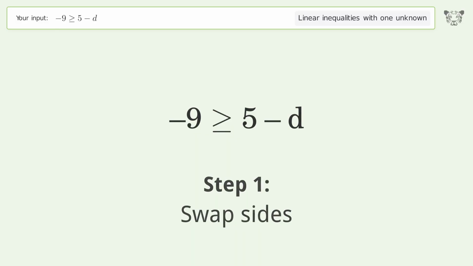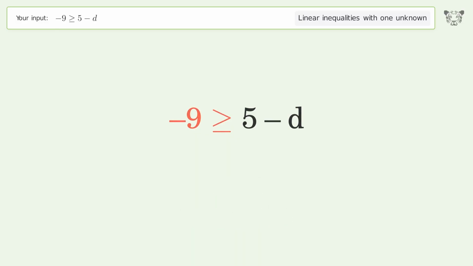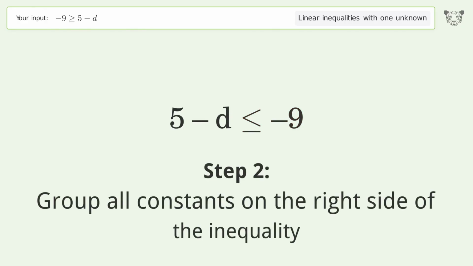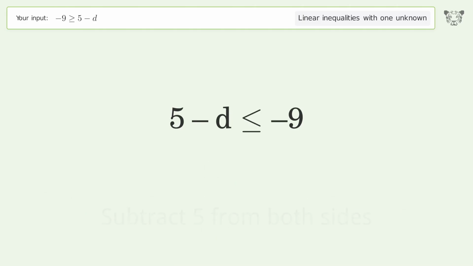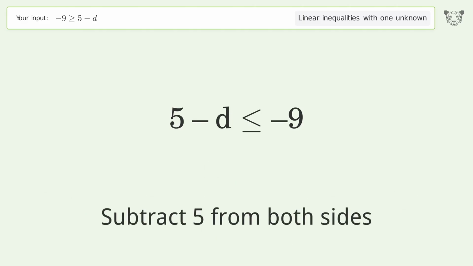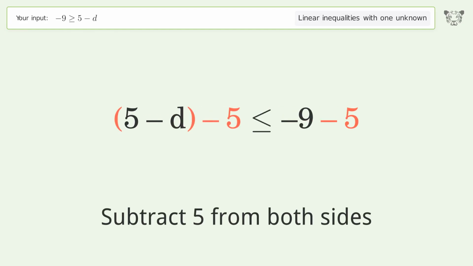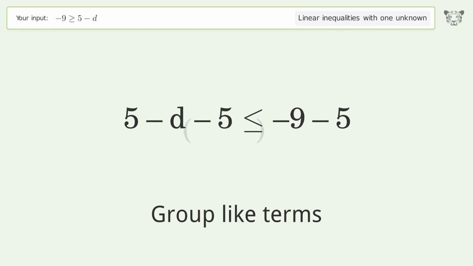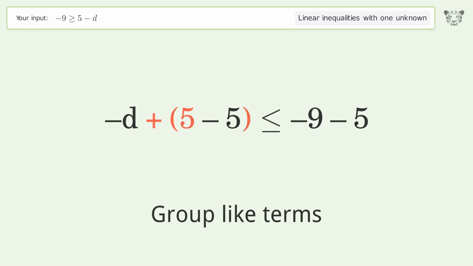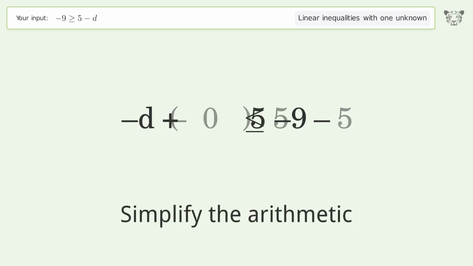Swap sides. Group all constants on the right side of the inequality. Subtract 5 from both sides. Group like terms. Simplify the arithmetic.